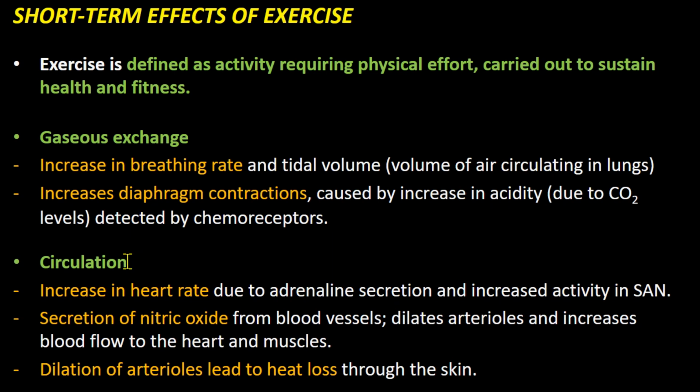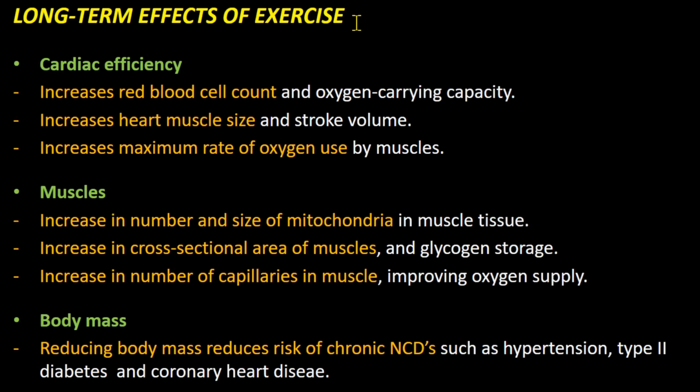Circulation is also affected, so this includes an increase in heart rate due to adrenaline secretion and increased activity in the sinoatrial node. Secretion of nitric oxide from blood vessels will widen or dilate the arterioles, which would increase blood flow to the heart and muscles so that more oxygen can reach those muscles. Also, the dilation of these arterioles, which is also called vasodilation, would lead to heat loss through the skin. This is why when you exercise and you put your hand over your skin, you feel some heat radiating out of it. So let's look at some long-term effects of exercise.